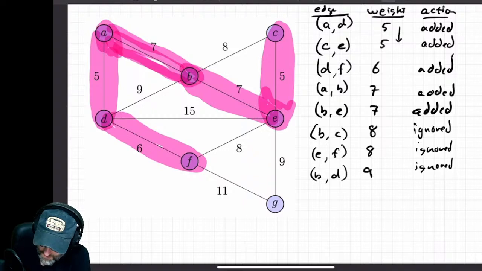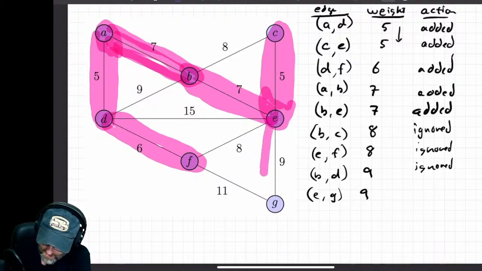And finally, I get to the one that completes my spanning tree here, E and G with a weight of 9. And I would end up adding it because that does not induce a cycle. Okay. And there's my spanning tree. I added it.